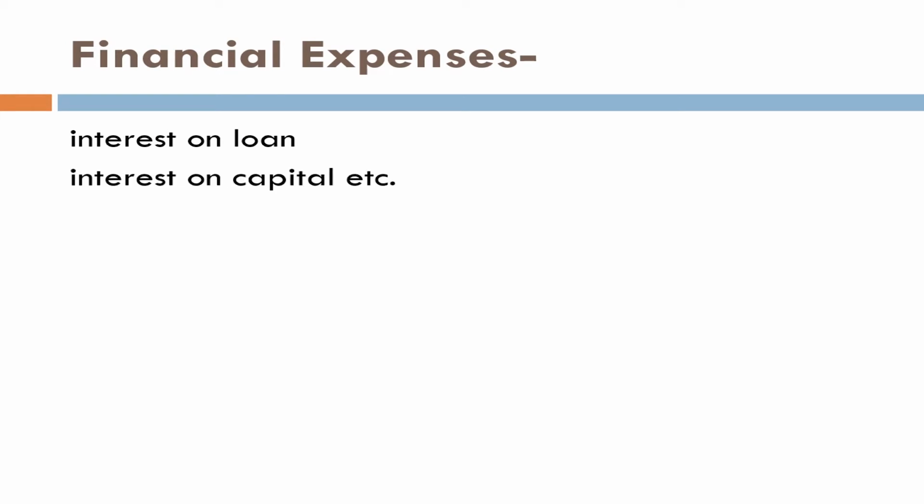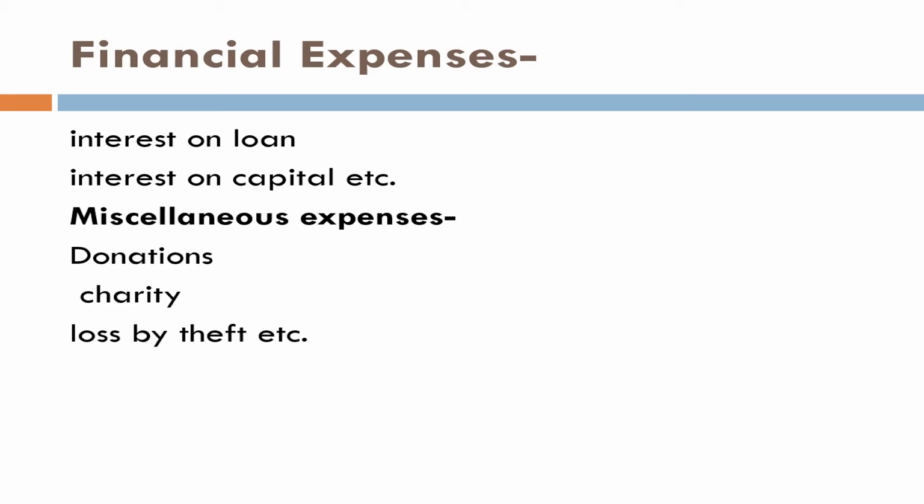And the last one is miscellaneous expenses such as donations, charity, loss by theft, etc. Moving on to the credit side of the P&L account, the P&L account is credited by gross profit and indirect incomes earned by the business during the accounting period. Indirect incomes are those revenues that are earned by the business from operations other than normal business operations. It includes income from investments, rent received, bad debts recovered, profit from sale of an asset, any rebate, etc.